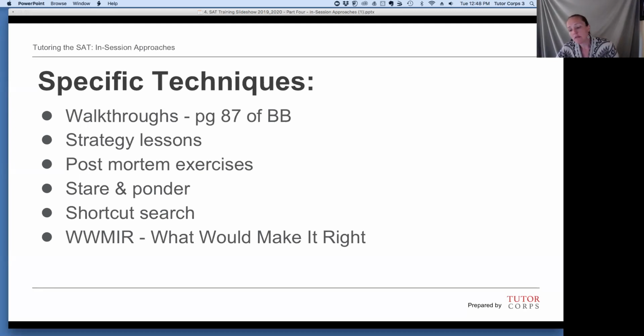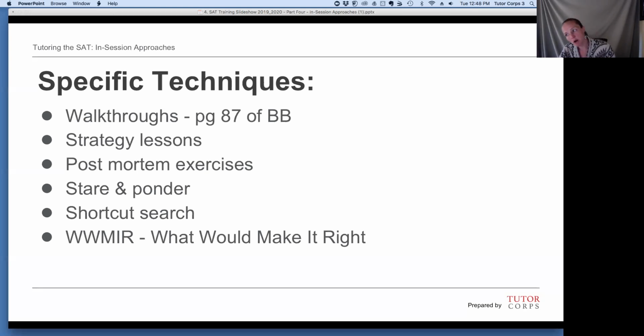So whenever you assign any sets of practice problems to students during the course of their test prep, you should always help them conduct postmortems afterwards to understand the errors they're making. Otherwise, the practice is kind of a waste of time.